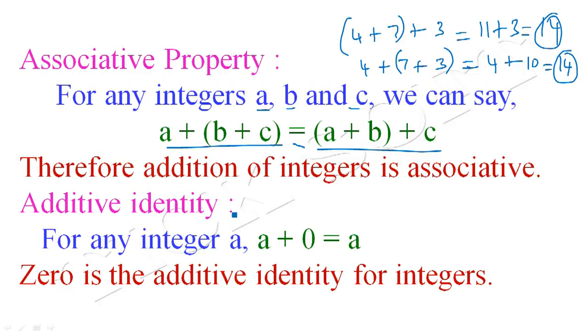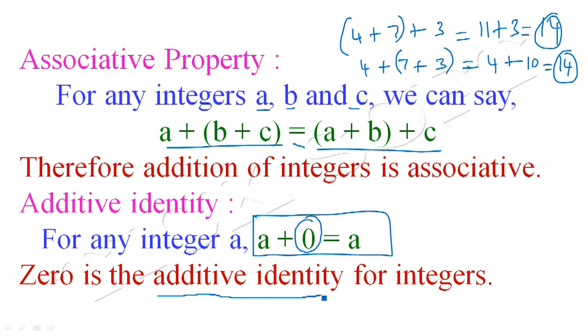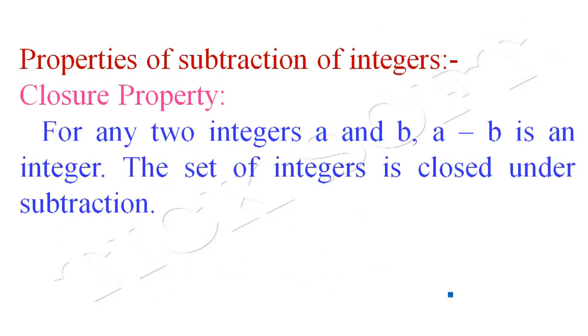And the fourth one is additive identity. For any integer a, a plus 0 is equal to a. That is, if we add any number with 0, then the answer will be the same number. So therefore we can say the 0 is the additive identity for integers. So we have seen 4 properties of addition of integers. The first one is closure property, the second one is commutative, and the third one is associative, and the last one is additive identity. And now we are going to see the properties of subtraction of integers.